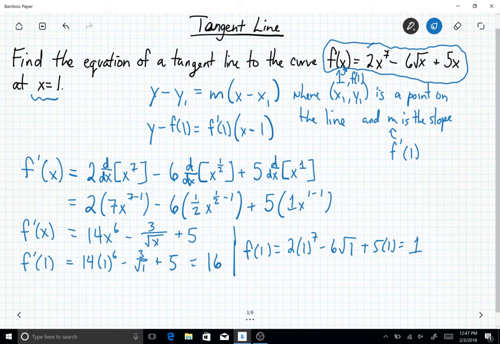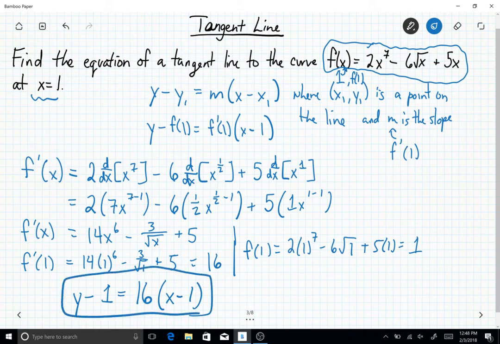So now we find the equation of our tangent line. It goes y minus y1. Well, our f of 1 value is 1, equals m, which is given by f prime of 1, which we found is 16, times x minus 1. And there's our equation for our tangent line.